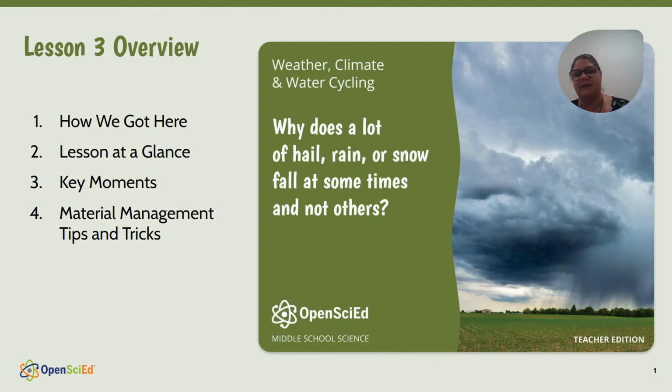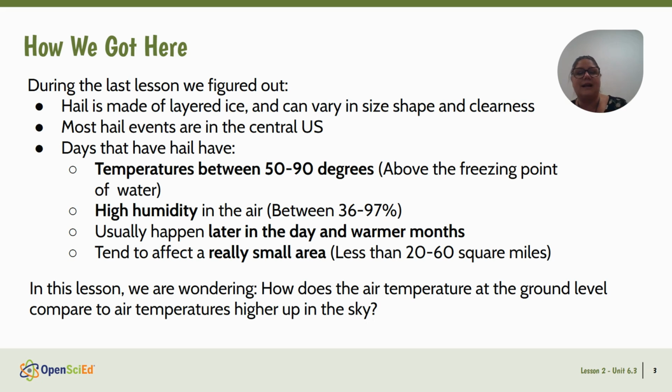So let's get started. How did we get here? During the last lesson, we figured out that hail is made of layered ice and can vary in size and shape and clearness. Most hail events are in the central US and happen on days that have temperatures between 50 and 90 degrees, which is well above the freezing point of water. So how is this ice falling from the sky? High humidity on these days, between 36 and 97%, usually happening later in the day and in the warmer months. They also tend to only affect a small area of about 20 to 60 square miles. In this lesson, we're still wondering, how does the air temperature at the ground level compare to temperatures higher up in the sky?